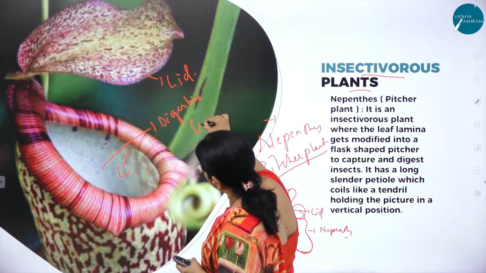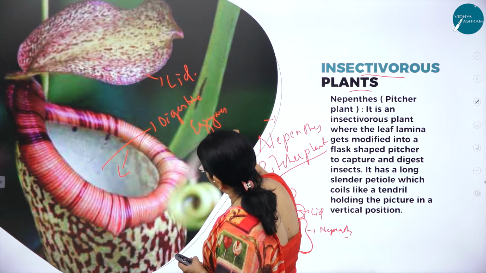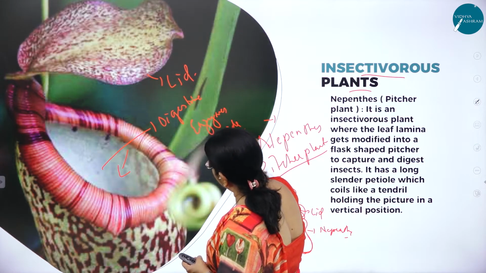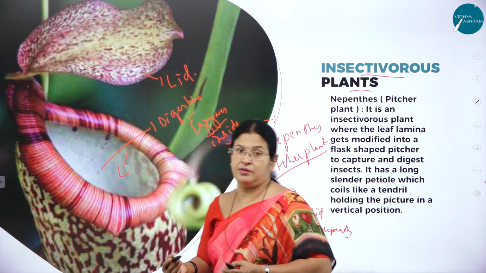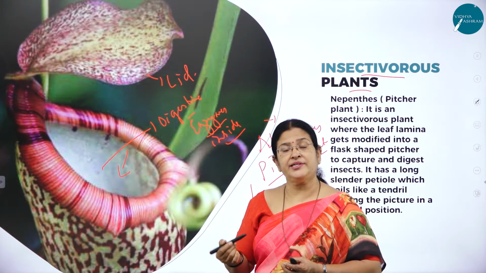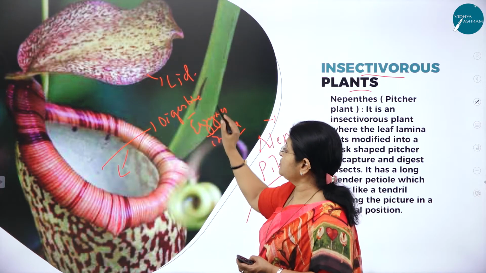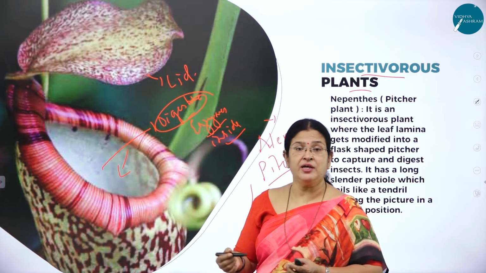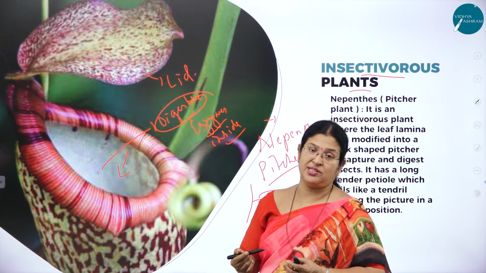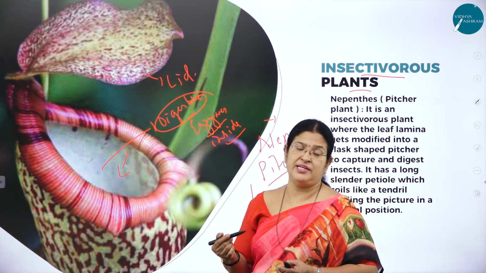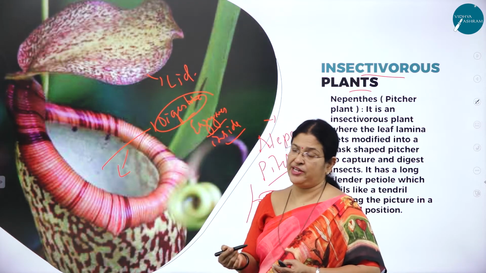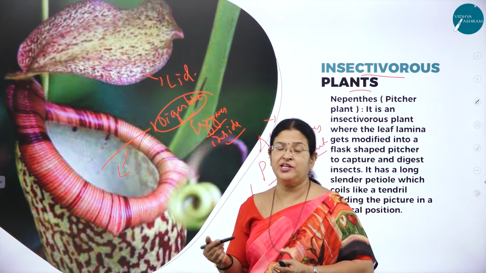The digestive enzymes inside. See how beautifully it has been designed. See, it is able to digest the insect body. How? By producing the digestive enzymes which can digest the insects, and obtain the necessary nitrogen, that is the proteins. So imagine how wonderfully they are designed.